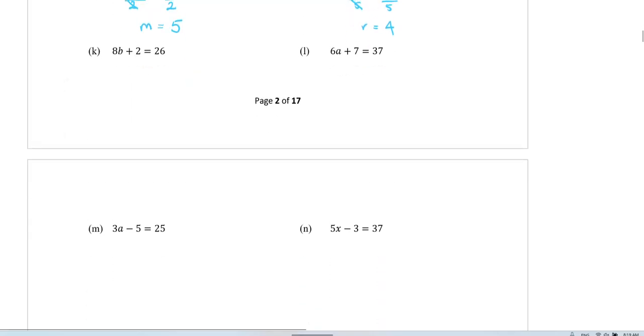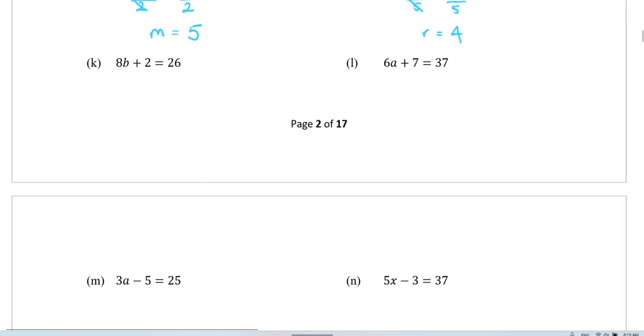OK, we have 8b plus 2 equals 26. So the first thing to do is get rid of the 2 here. So the opposite is to minus 2. That will give 8b equals 24. Second step, to get rid of the 8, at the moment that's times, so the opposite is to divide by 8. b is by itself. 24 divided by 8 is 3.